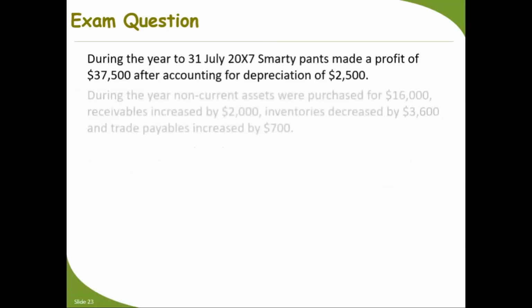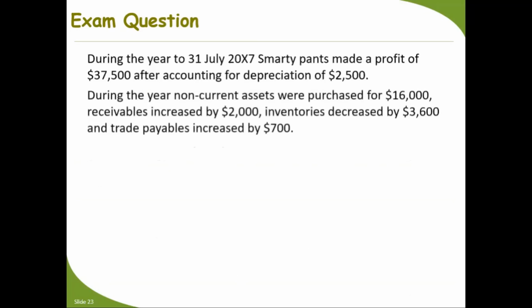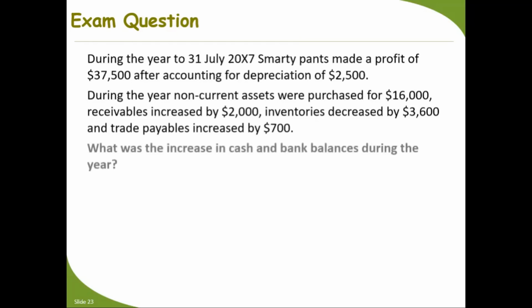Then during the year to 30th July 2007, Samarti Pants made a profit of 37,500 after accounting for depreciation of $2,500. During the year, non-current assets were purchased for 16,000, receivable increased by 2,000, inventories decreased by 3,600, and trade payables increased by 700. What was the increase in cash and cash balance during the year? Now keep in mind, these are all the activities for the year.